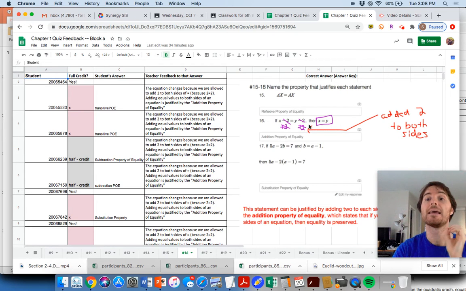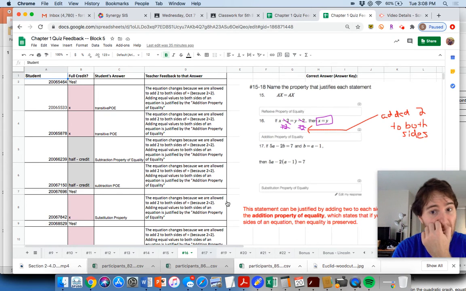So here, the addition property of equality is the best answer you can say. That was the full credit answer. I still did give half credit for the subtraction property of equality because you can make the argument that the equation is changing because you're subtracting -2 from both sides, which is fine. Sure, you could use the subtraction property to get there, but there's a better answer. Any geometry teacher will say, use the simple one, right? This is the addition property of equality.